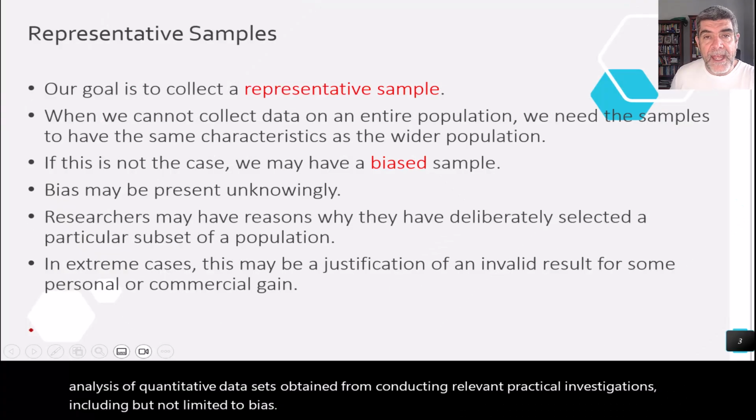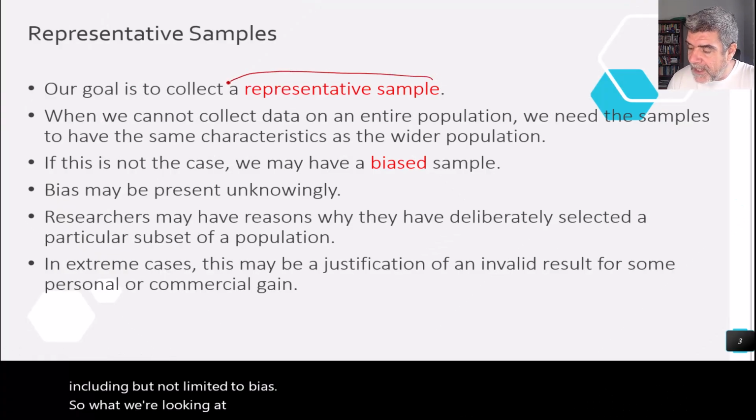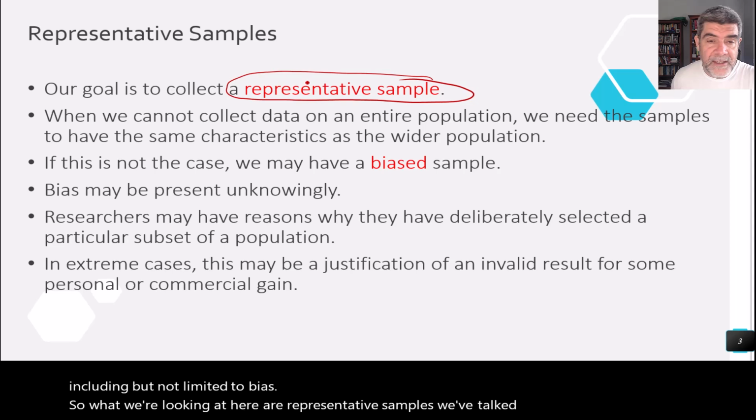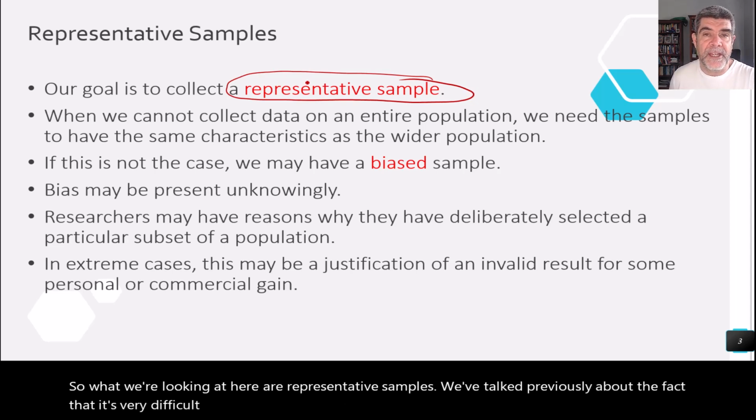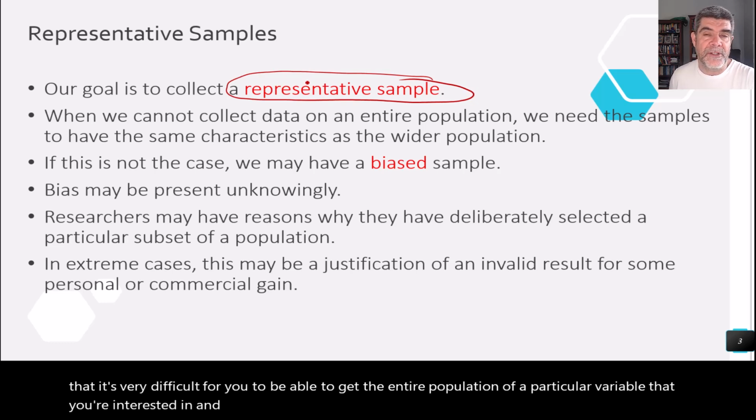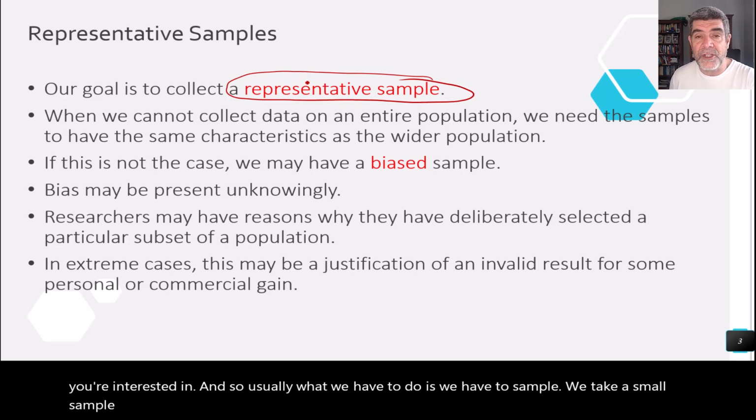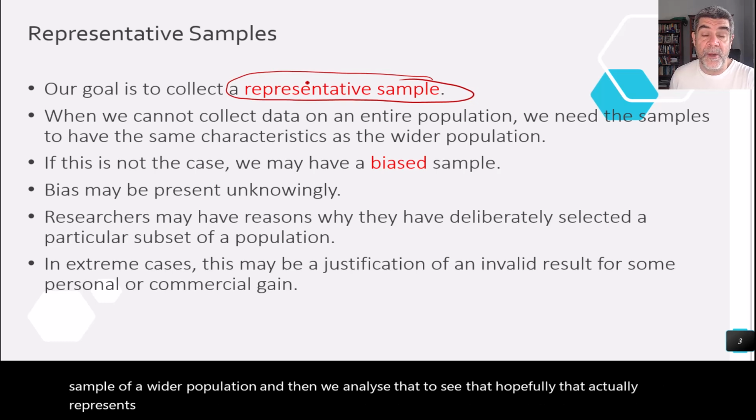So what we're looking at here are representative samples. We've talked previously about the fact that it's very difficult for you to be able to get the entire population of a particular variable that you're interested in. And so usually what we have to do is we have to sample. We take a small sample of a wider population and then we analyze that to see that hopefully the conclusions that we can draw from that sample will be representative of that wider population.